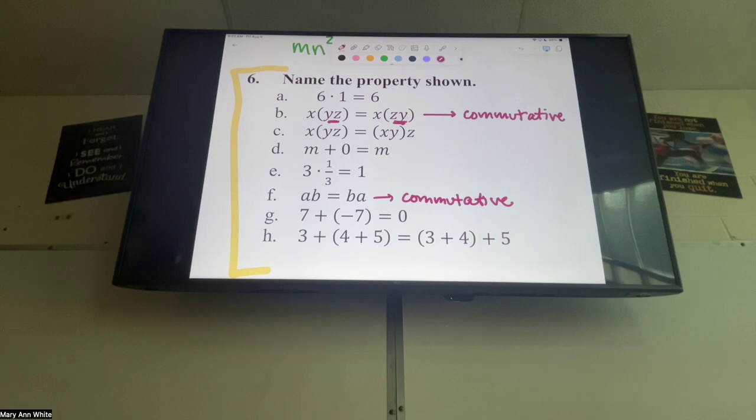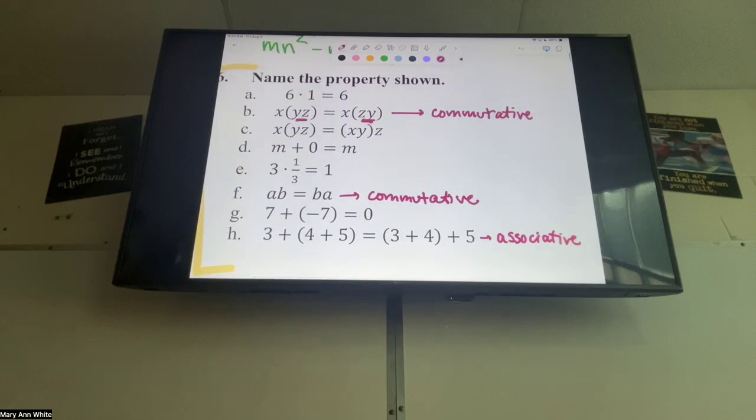Another property I heard you guys say a minute ago was associative, and I told you that's the one with the parentheses. Do we have any associative ones out here? H. And then I heard another one. What was the other one? C, very good. So see that you can do a commutative and associative with addition and with multiplication.